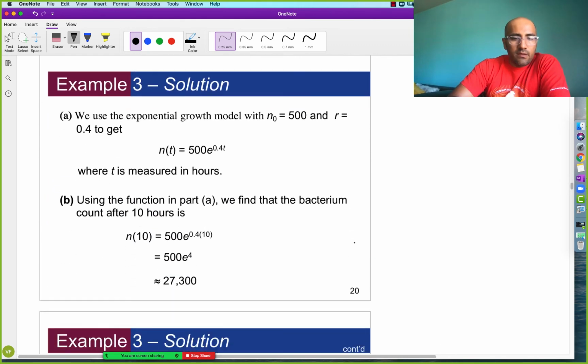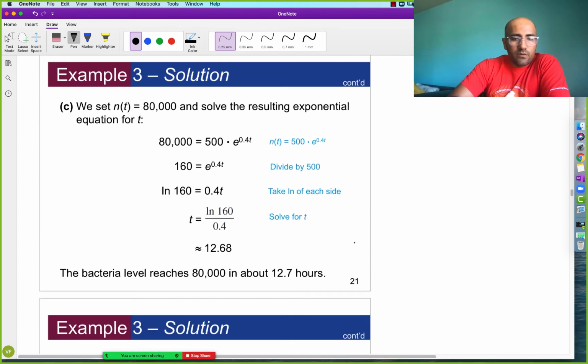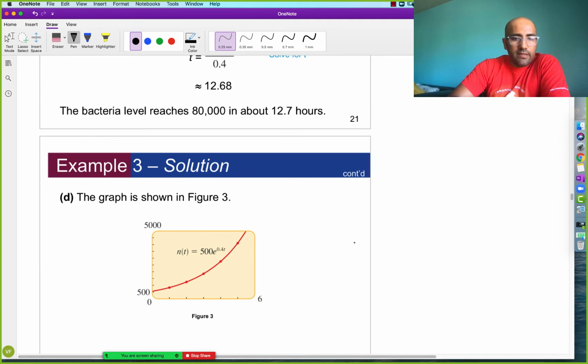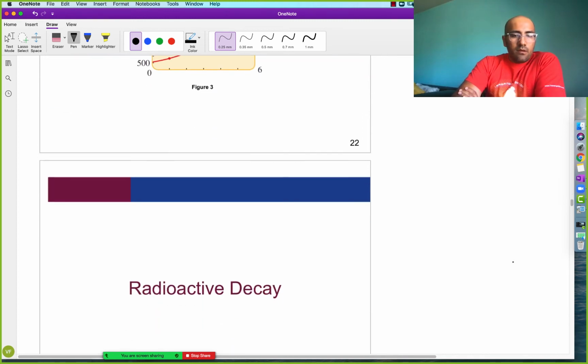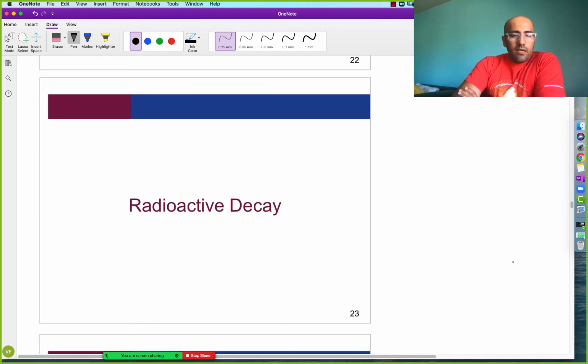Okay, and then the author did the same thing I did, and then we can use our calculator to graph this thing, right? Or Desmos. We've done a lot of that before, and we're running tight on time, so I'm going to skip that part and move on to radioactive decay.